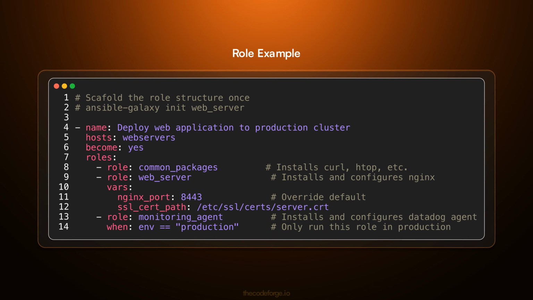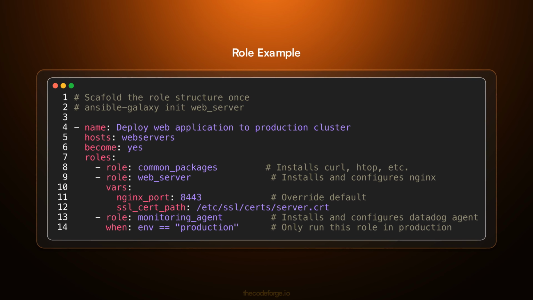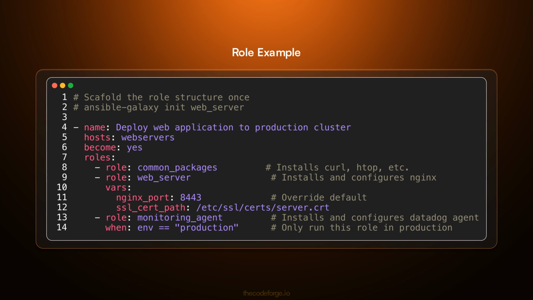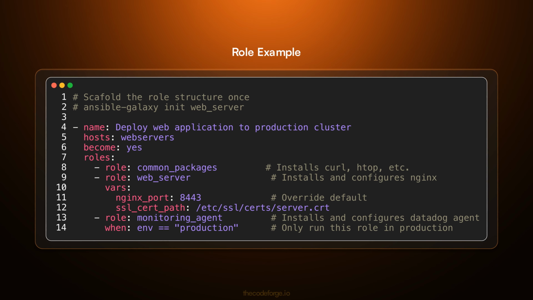Here's a playbook that composes 3 roles. The Common Packages role installs basic tools. The Web Server role installs and configures Nginx with variables overridden. The Monitoring Agent role only runs in production. Roles keep your playbooks clean and your automation modular.